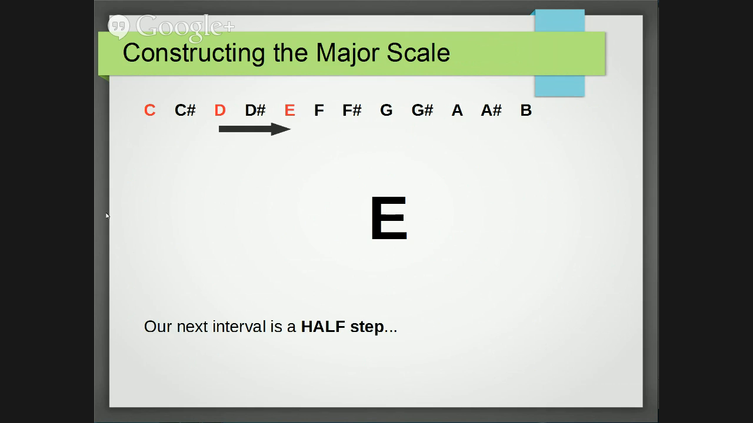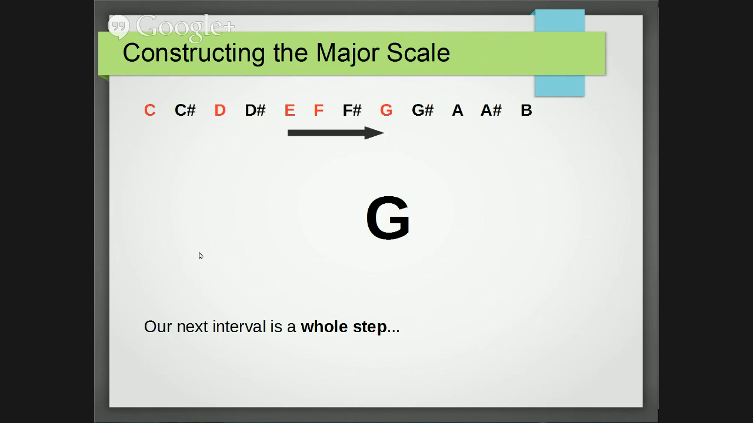All right, this one's a little bit tricky. Our next interval is a half step. So a half step from E is, if you guessed F, you are correct. Remember, there is no E sharp. So our next interval is another whole step. Any guesses? Any guesses? Bueller. That's right, we go to G.